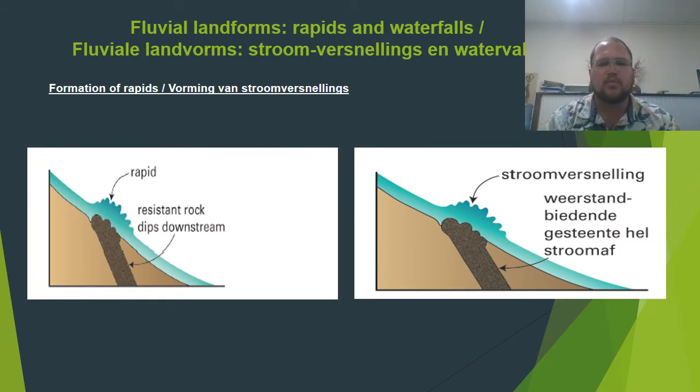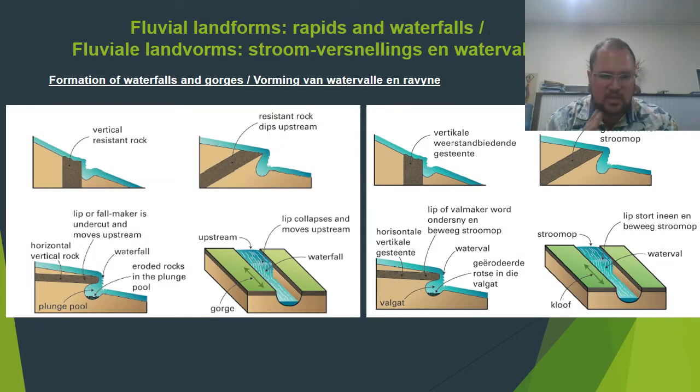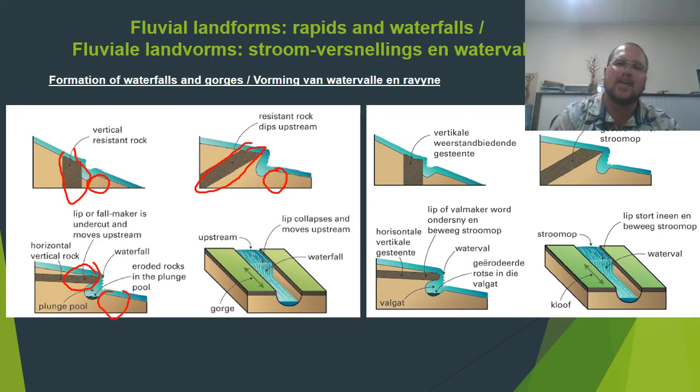Here we're talking about formation of rapids again. The different types of waterfalls that can form due to the different types of rock strata, resistant rock. So this is an area of rock that is resistant to erosion. The lighter color brown is not resistant to erosion, so that's why the water is cutting away at it.